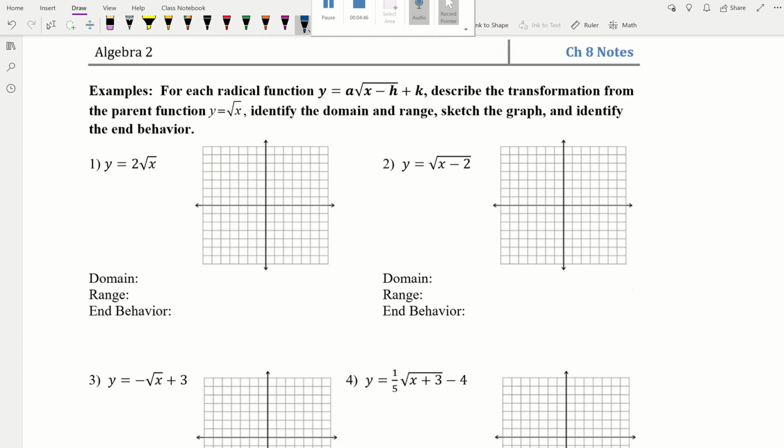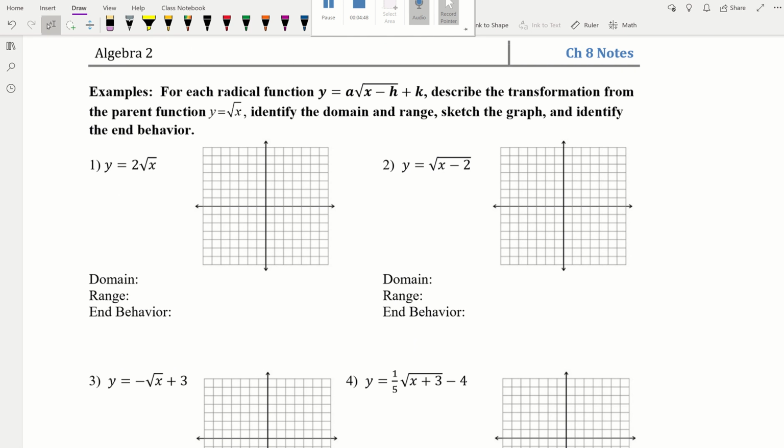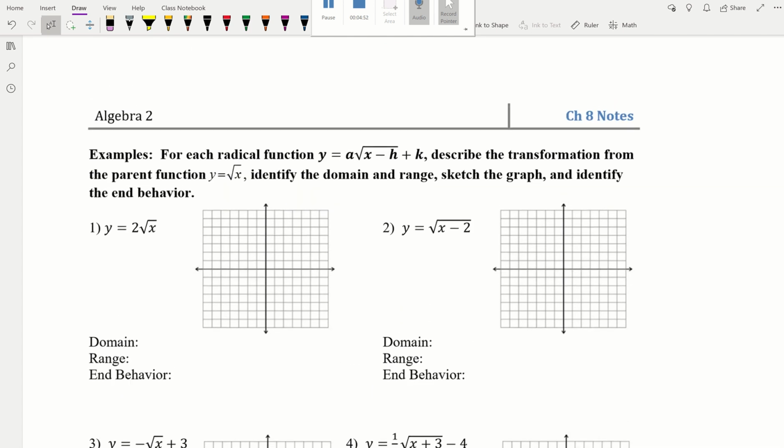So as before, we have an hk version of this. So when we talk about the hk form, a is the number that's being multiplied in front, h is the value that's being added or subtracted to x, and k is the value that's being added or subtracted outside of the function. So just a quick review of those.